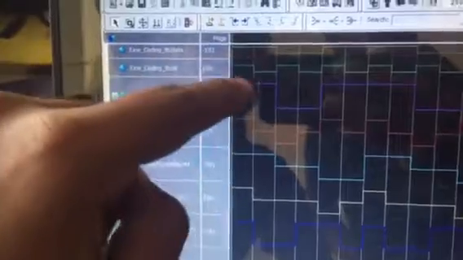Simulation. We have simulated the polar, bipolar and Manchester schemes using Xilinx. The data given is 1 0 1 1 0 1 0 0 and so on. You can see all the results here. This is polar NRZ. 1 is encoded as plus V and 0 is encoded as minus V and so on.